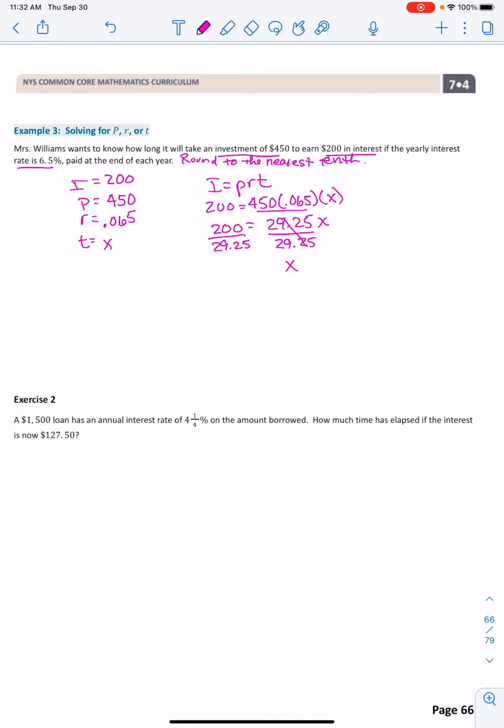So x is going to equal 6.8376... And then when we round it, we will get 6.8 years.